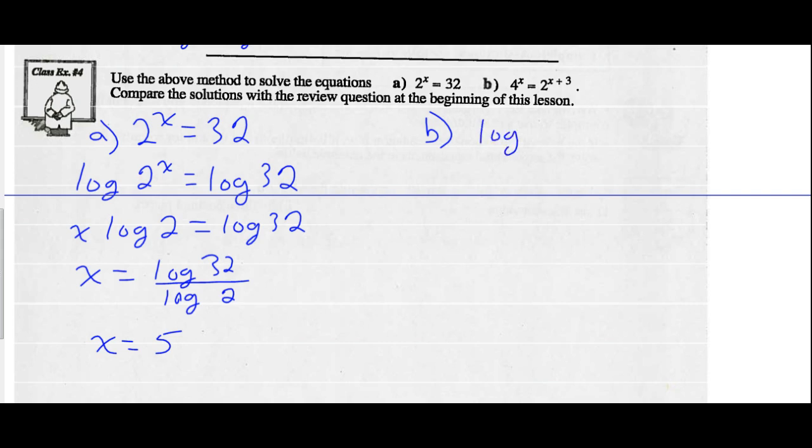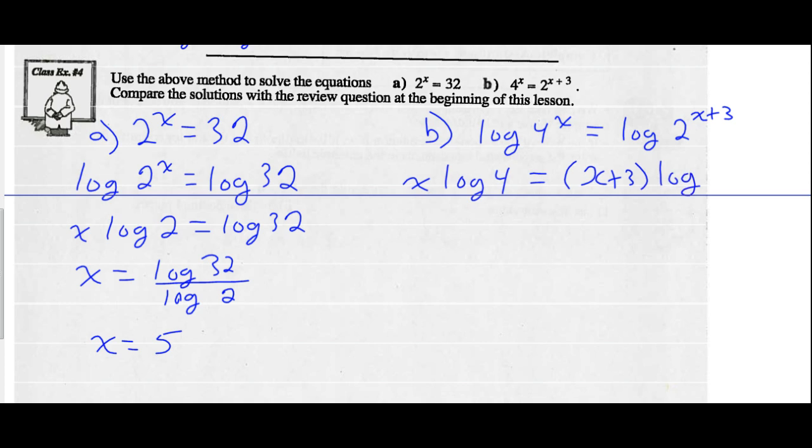Take the common log of both sides. So the common log of 4 to the exponent x should equal the common log of 2 to the exponent x plus 3. Our law of logarithms tells us we can bring the exponent out in front, multiply it to the log, so x log 4 should equal x plus 3 times the common log of 2. Now we can't do anything with this x log 4, but I can expand out x plus 3 times log 2. So x times log 2 is x log 2, and 3 times log 2 is a positive 3 log 2.